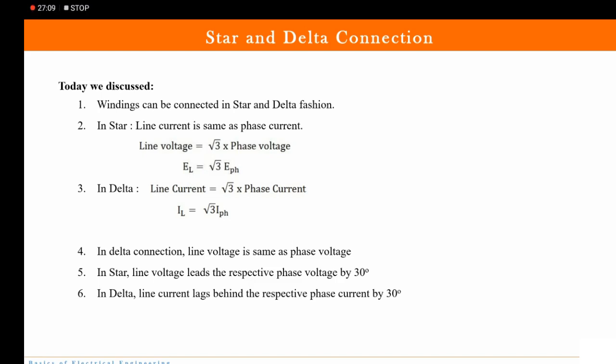Right? Secondly, we saw that in star connection, line voltage leads the respective phase voltage by 30 degree, and in delta connection, again line current lags behind the respective phase current by 30 degrees. Okay? Please remember these points because these values will be required at the time of numericals.